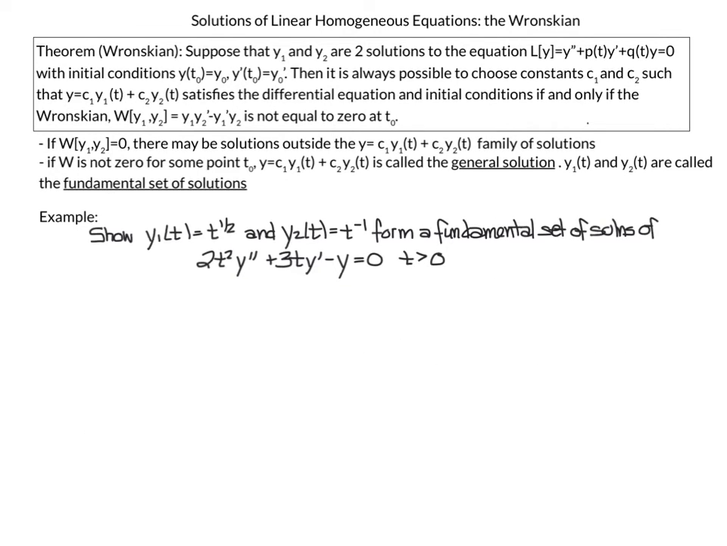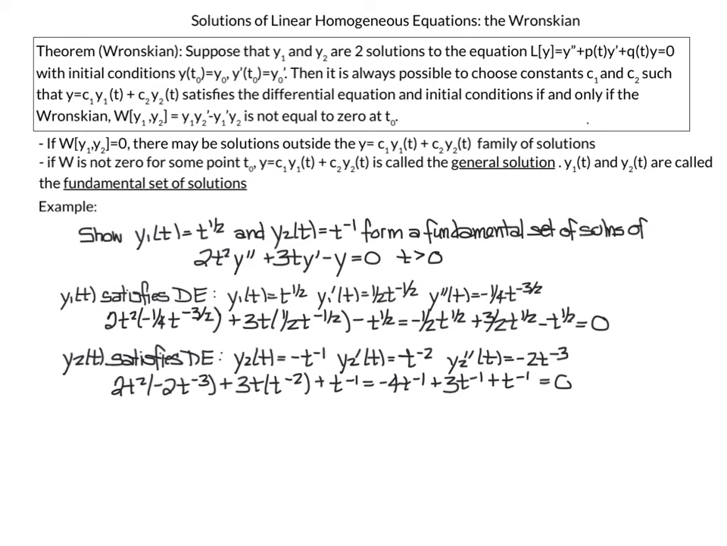Here is our next example. Show that y1 equals t to the 1/2 and y2 equals t to the minus 1 form a fundamental set of solutions for 2t squared y double prime plus 3t y prime minus y equals 0, where t is greater than 0. The first thing I need to do is to show that y1 and y2 satisfy this differential equation. In other words, they are solutions to the differential equation.